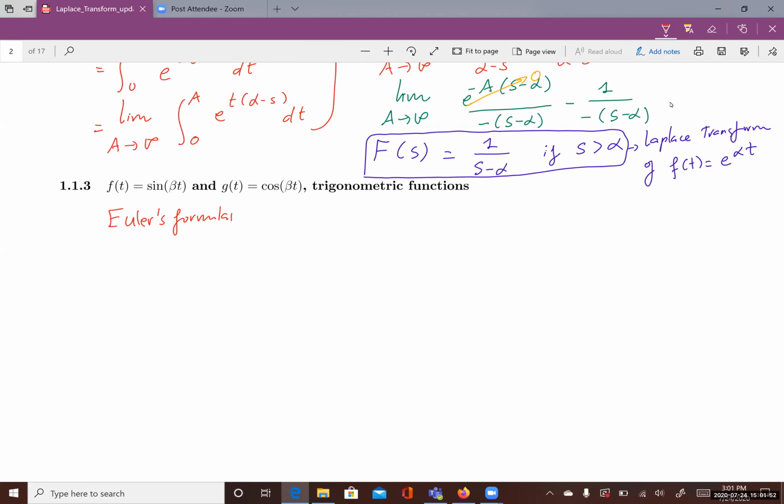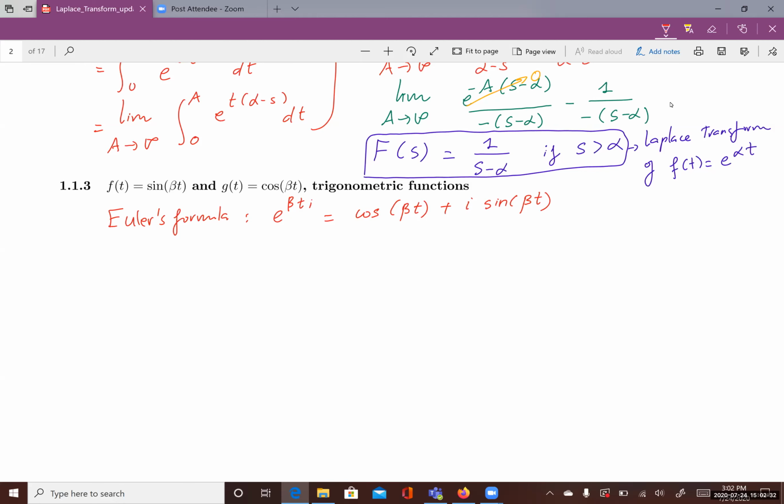Euler's formula will tell you that e to the beta t i equals cosine of beta t plus i times sine of beta t.